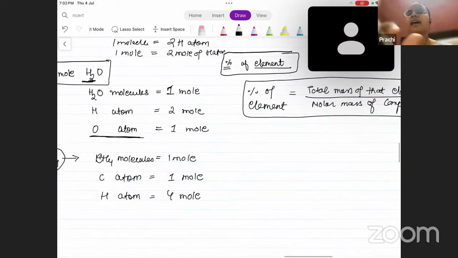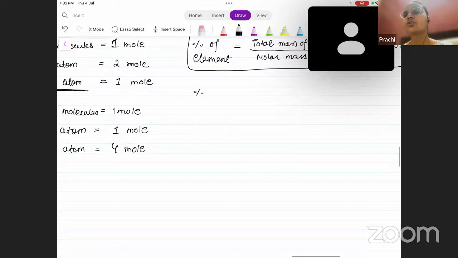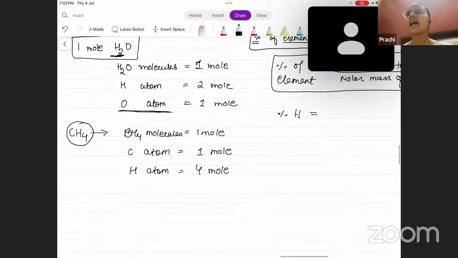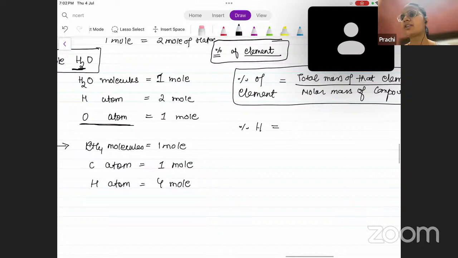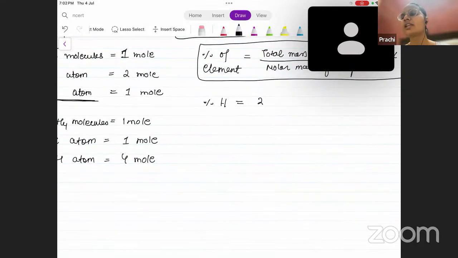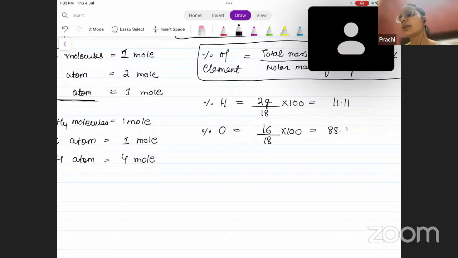Let's do it for water. What will be the percentage of hydrogen? We have 2 moles of hydrogen, right? What will be the mass for 2 moles of hydrogen? It will be 2 grams. And what is the molar mass of water? It is 18. Then you multiply by 100 and you get 11.11%. Similarly, what will be the percentage of oxygen? It will be 16 divided by 18 into 100, which equals 88.88%.